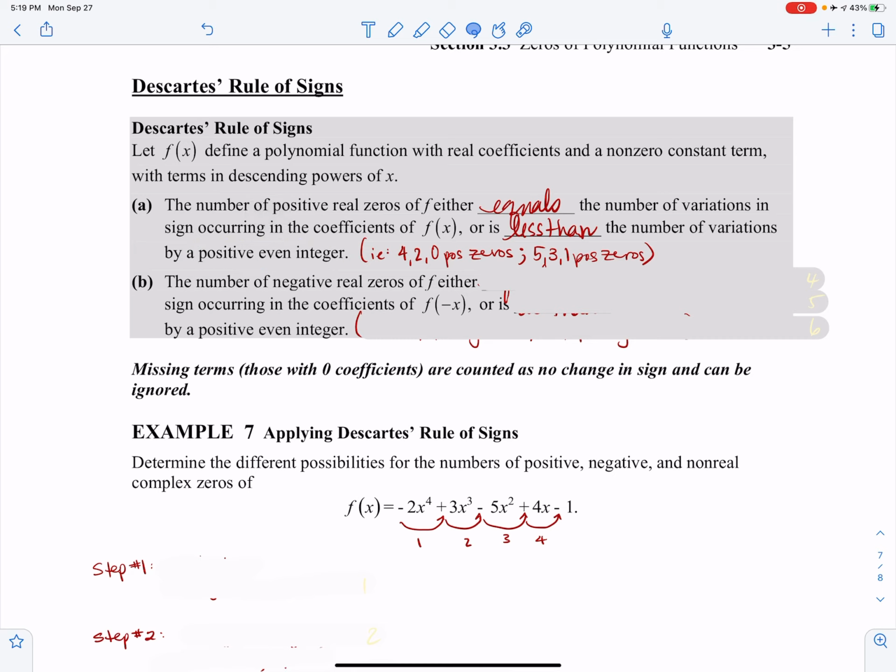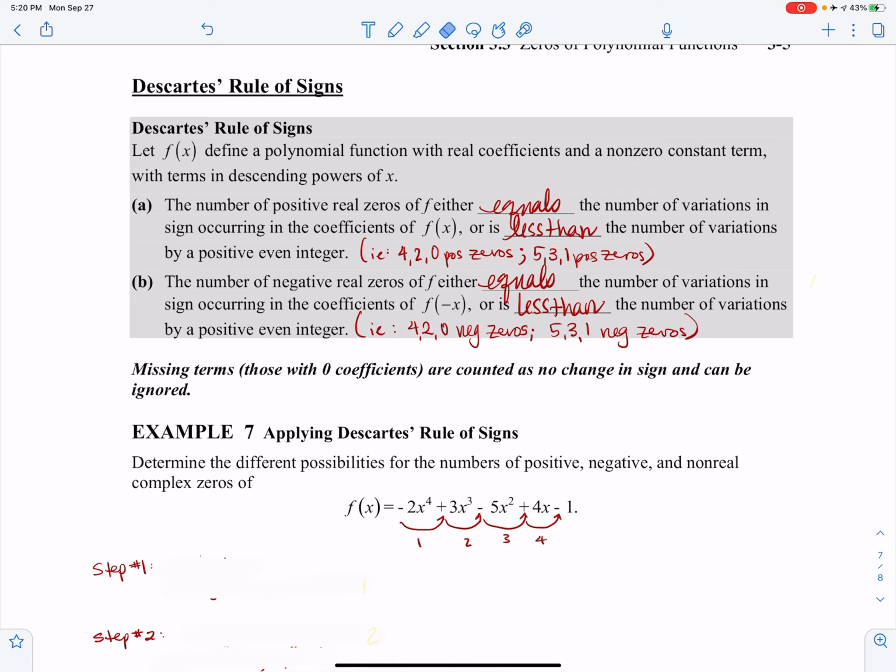How do I find how many negative real zeros I might have? Very similar. Again, it's either going to equal the number of sign changes or be less than the number of sign changes by a positive even integer. Here's the catch, the clincher: not of my original polynomial, but of f of negative x. So, an example: if I have 4 sign changes, I'll have 4, 2, or 0 negative zeros. If I have 5 sign changes, I'm either going to have 5, 3, or 1 negative zeros.